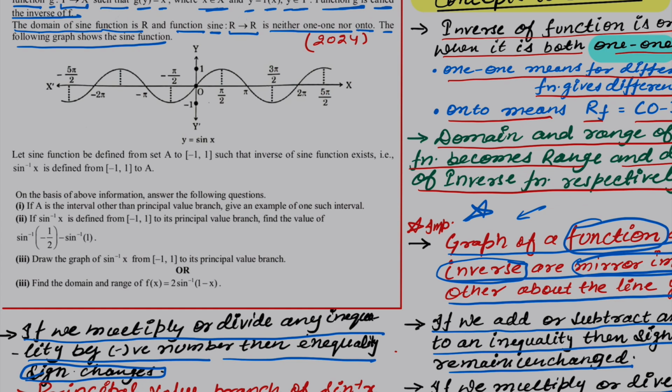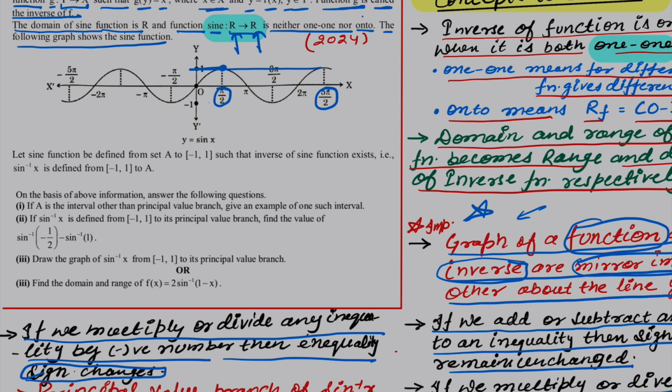Here what we want to say is that the sine function is defined from all real numbers to real numbers, meaning the domain is real numbers and the codomain is also real numbers. So it is neither one-one nor onto. From the graph we can easily see that this function is not one-one. For a one-one function, different inputs should give different outputs. But for input pi by 2 and input 5 pi by 2, the output is the same, that is 1 only. So it is not one-one, it is many-one.